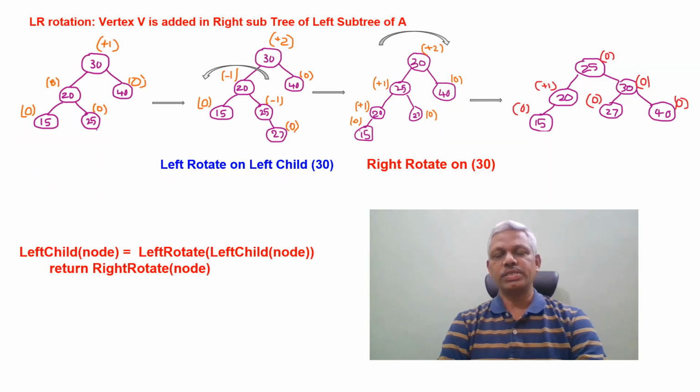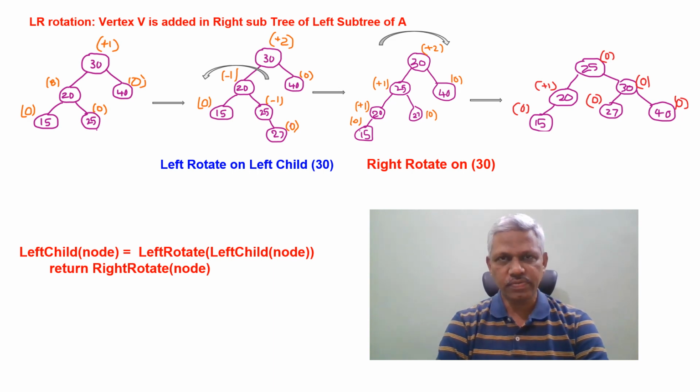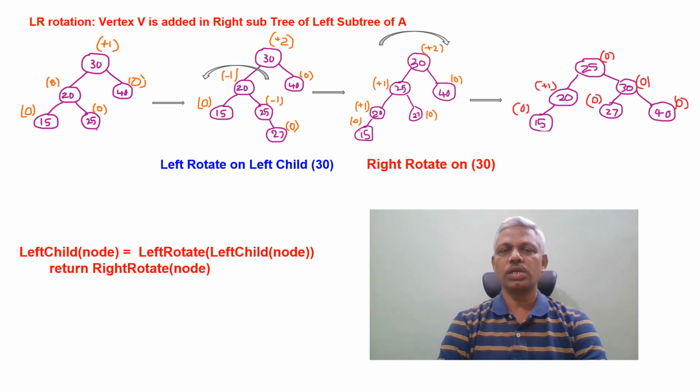The LR type of rotation is where the balance is lost because of the addition of a vertex v as the right child of the left subtree of a vertex a. In this case, 30 is the vertex which has lost its balance because of the addition of 27 in the right subtree of the left subtree of 30. Now, how do we achieve the balance? First we left rotate on the left child of 30, and then right rotate on the vertex 30.